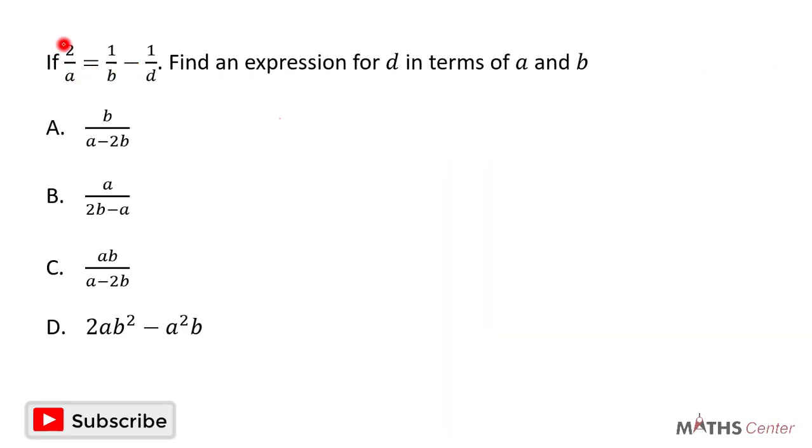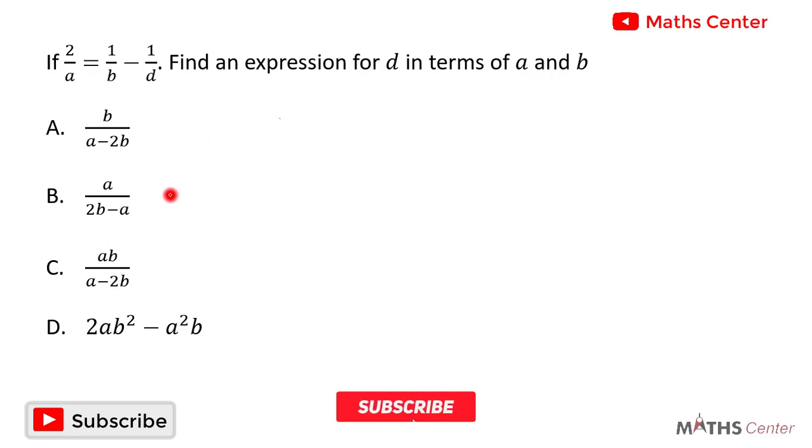If 2 divided by A is equal to 1 divided by B minus 1 divided by D, find an expression for D in terms of A and B. This is a multiple choice question, and so we will solve the question, and after that we will pick the correct option. The question wants us to find an expression of D in terms of A and B.